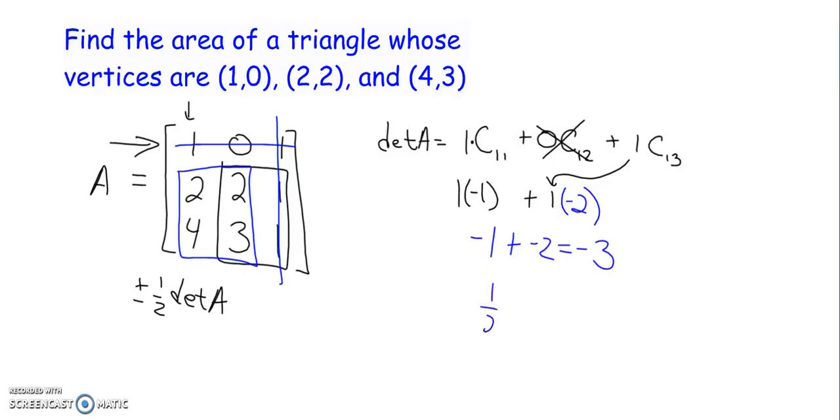That's my determinant. Again, it's not the area of my triangle. It's going to be 1/2 times negative 3, and of course I get negative 3 over 2, but remember that plus or minus in front of the formula means I'm going to record this area as 3 over 2 because area is always positive.